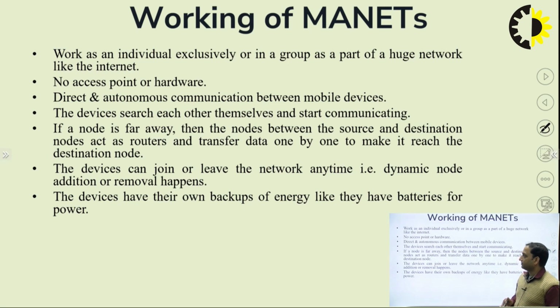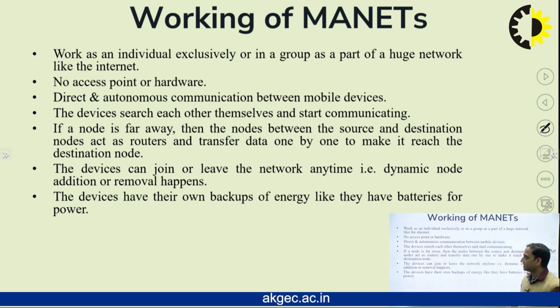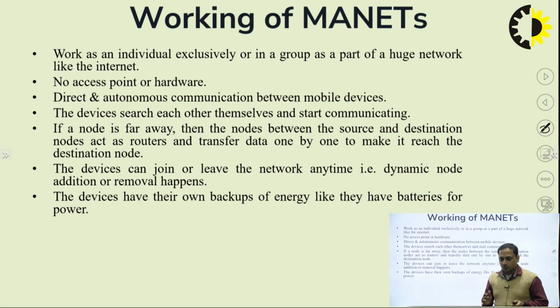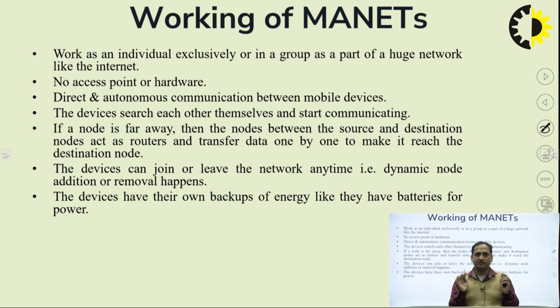When we talk about the working of MANET, it works individually, exclusively, or in a group as a part of a huge network. As I said, if we have an area of 30 kilometers, we can divide it into areas of 5 kilometers each, with a number of subscribers in each. That is the group of devices which can communicate with one another. The number of devices can change as they move from one zone to another area.